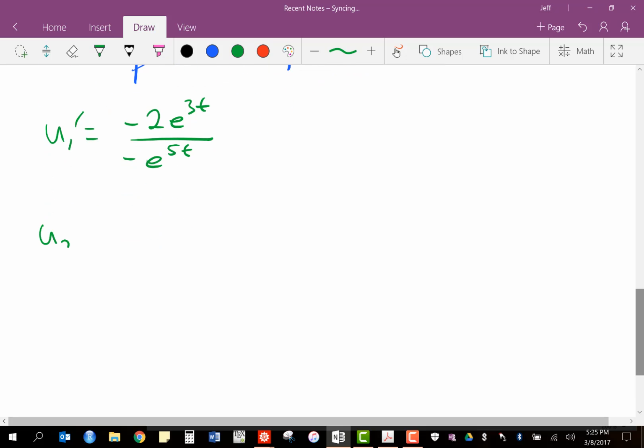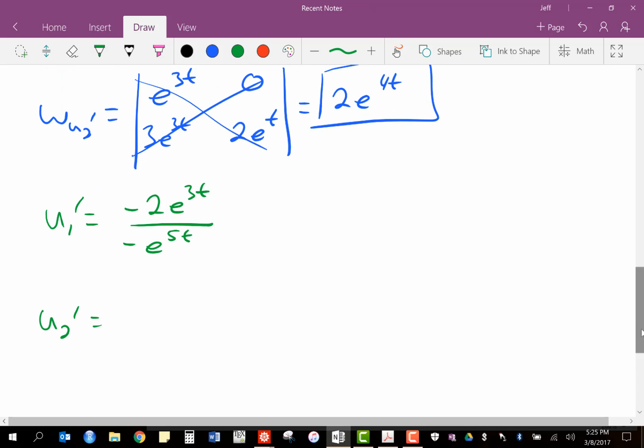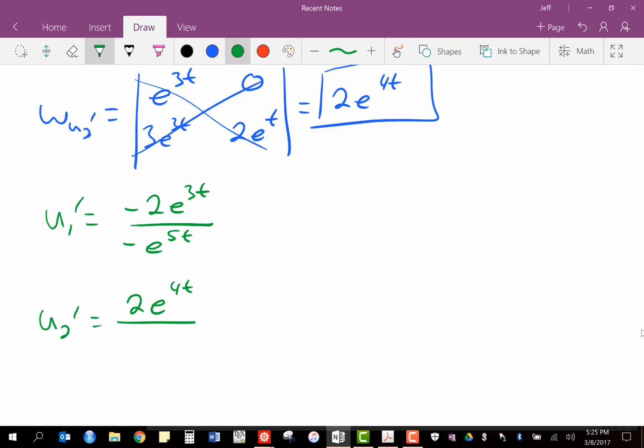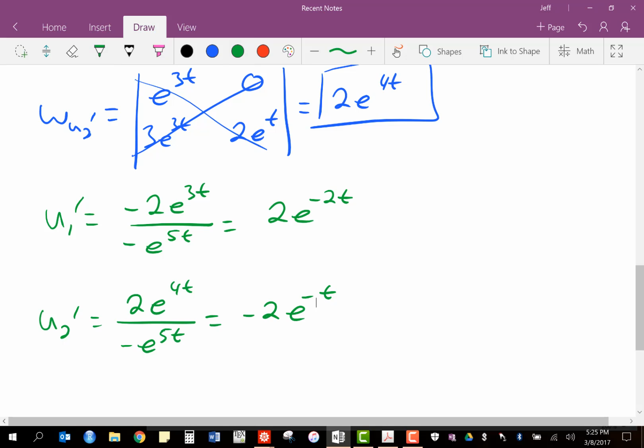And then u2 prime is going to be equal to 2e to the 4t divided by the same negative e to the 5t. Both of these are going to simplify. This one will be 2e to the negative 2t. The second one will be negative 2e to the negative t. I believe I've got that correct. Yes. These are u1 prime.